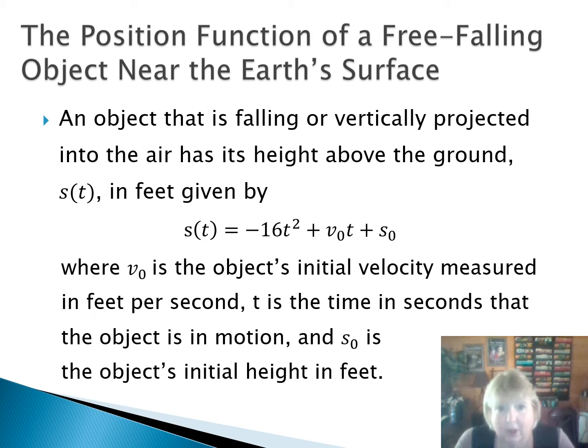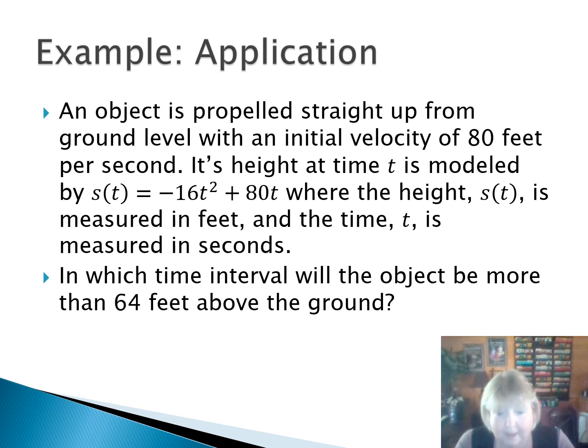An object that is falling or vertically projected into the air has its height above the ground, S of t, in feet, given by S of t equals negative 16t squared plus v sub 0 t plus s sub 0, where v sub 0 happens to be the object's initial velocity measured in feet per second, t is the time in seconds that the object is in motion, and s sub 0 is the object's initial height in feet. Now let's use that function in an example.